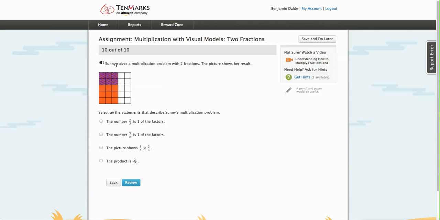Sunny solves a multiplication problem with 2 fractions. The picture shows the result. Let's see. One of the factors, this is 1, 2, 3, 4, 5 columns. 3 of them are shaded. I would say that this is one of your factors, and it shows. This is also 2/5 as well. This thing is 2/5 of that thing, so you would multiply those 2 things.